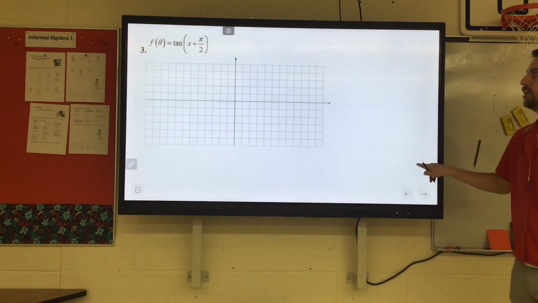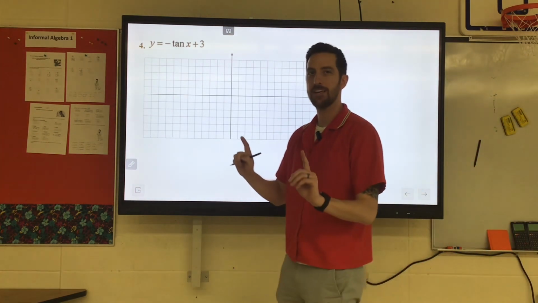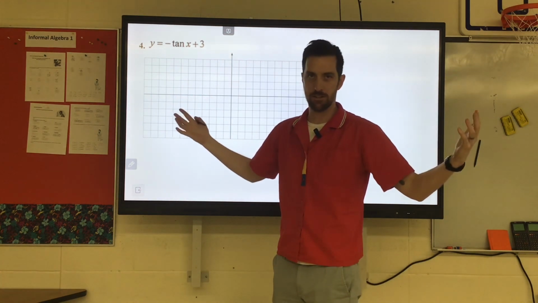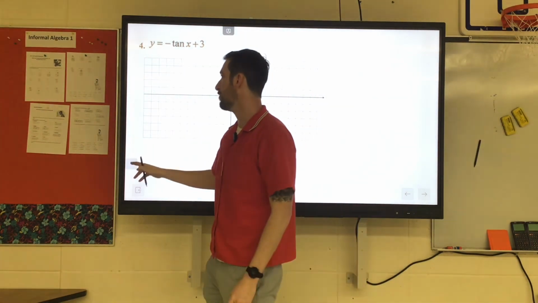Number 4. Ooh, we got a reflection. We got everything getting shifted up 3. But the period didn't change at all, so the period's still going to be pi. Our labels are still going to go by every half pi.